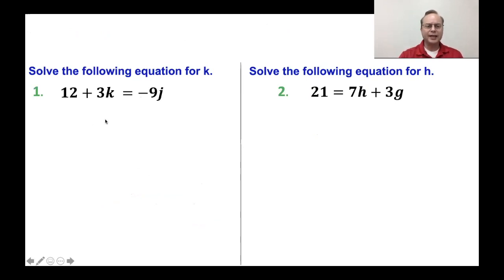Okay, I'm going to give you a little hint on number one. We're solving for k, so that means we need to get k all by itself. The 12 is a little further away than the 3. I would start with the 12, move the 12 over, and then you're going to divide by 3. I'm not going to give you any hints on number 2. I want you to work through these.